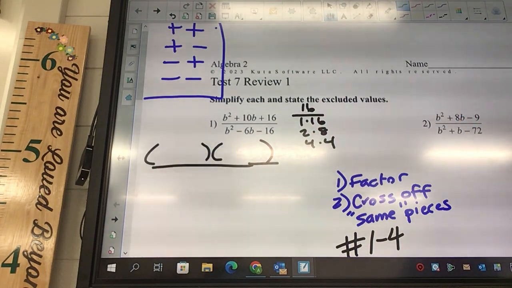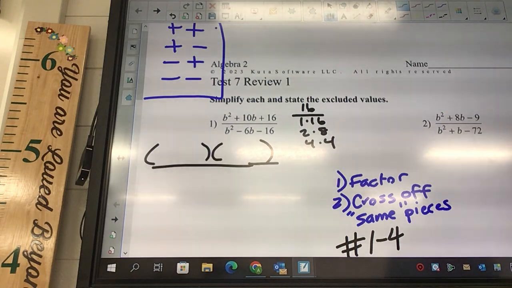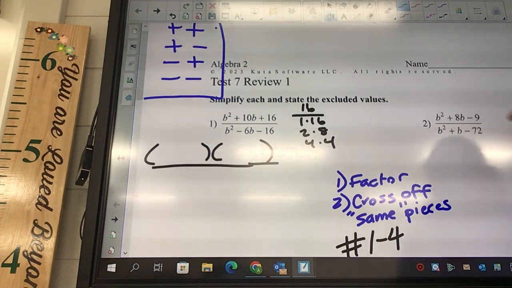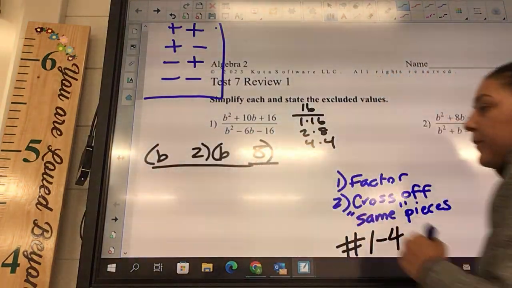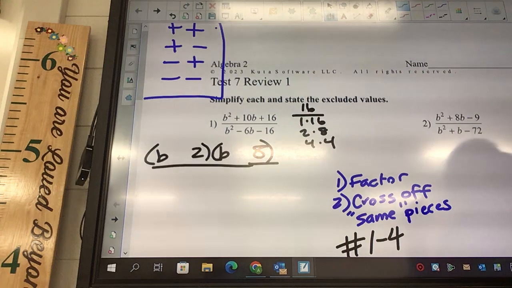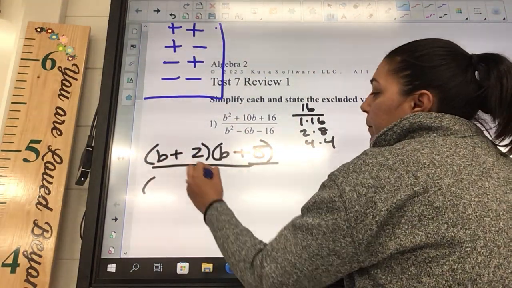I need two numbers to give me a 10. What are going to be those two numbers? 2 and 8. And I need a positive 10, so plus. Then on the bottom it's going to be the same.